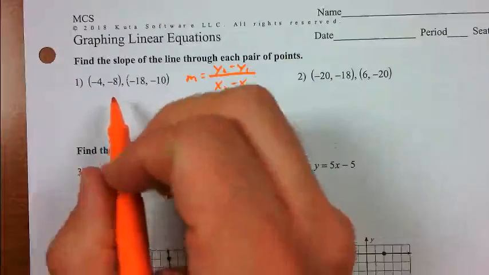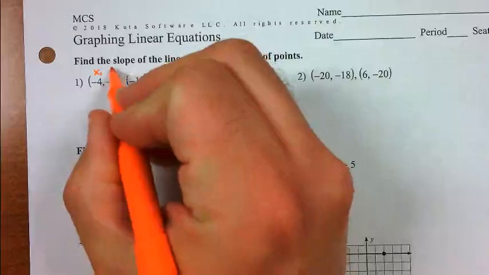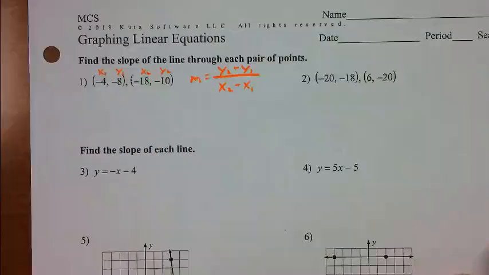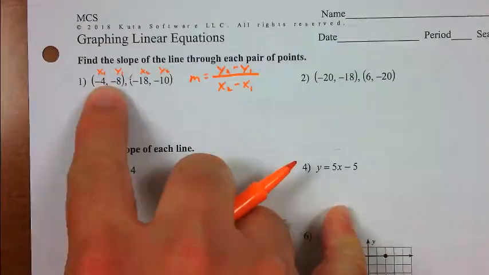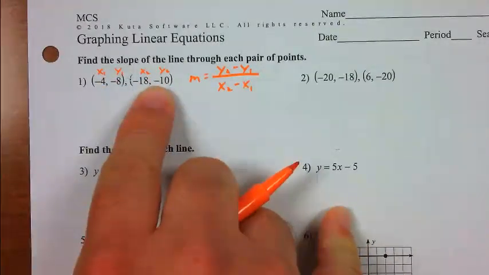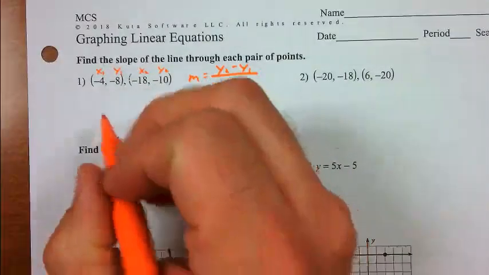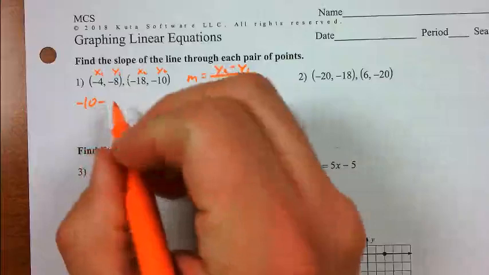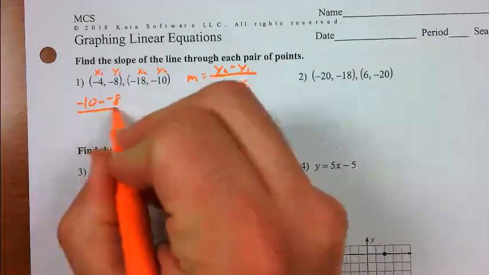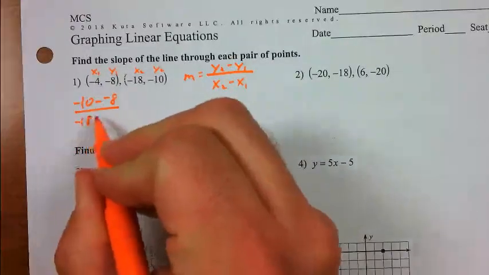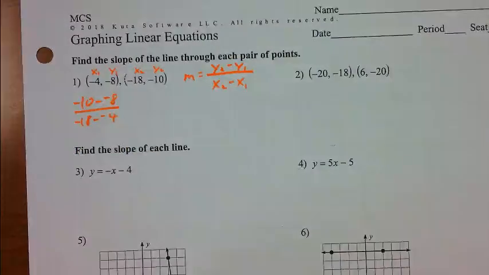Now, if we plug these in, I'm going to go ahead and assign these values as x1, y1, and x2, y2. But, again, if you chose to do it the other way, you'd still get the same answer. All right? So if this was your x2, y2, and this was your x1, y1, you'd still end up with the same answer. So, plug this into your equation. You have negative 10 minus negative 8 on top. And then you have negative 18 minus negative 4 on the bottom.